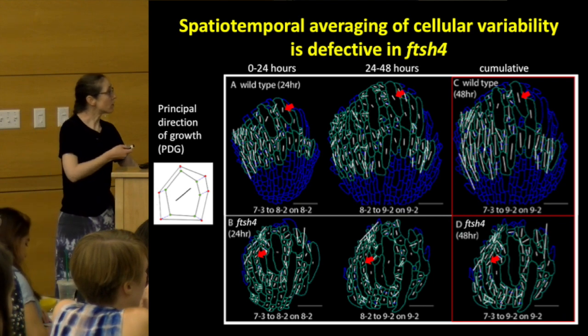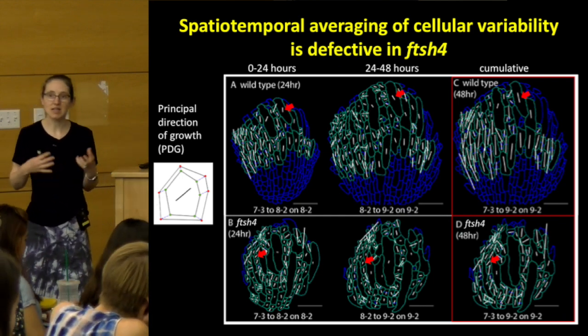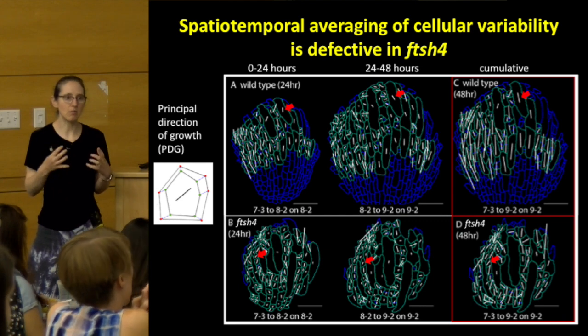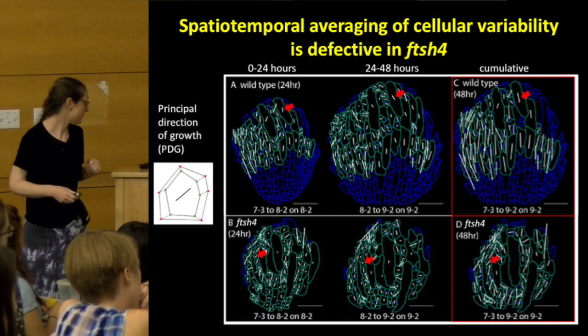Here we've got a cell that's going a little to the right. It's still going a little to the right. And so it's still going a little to the right in the whole overall growth. So it just can't average itself out, and so it can't make the regular sepals that we see in wild type.